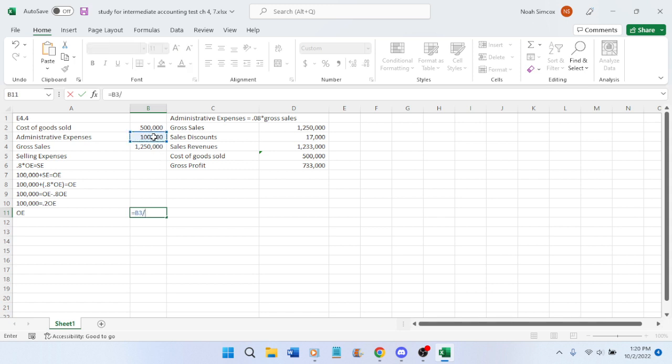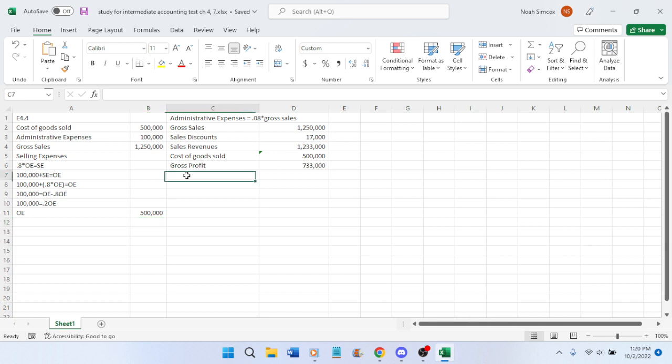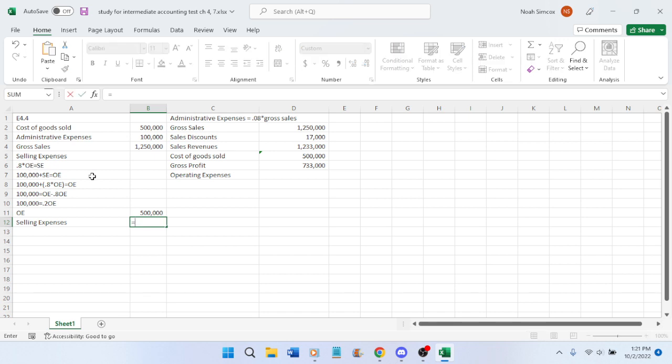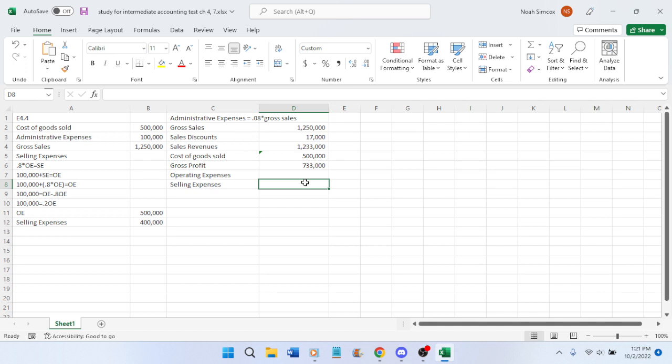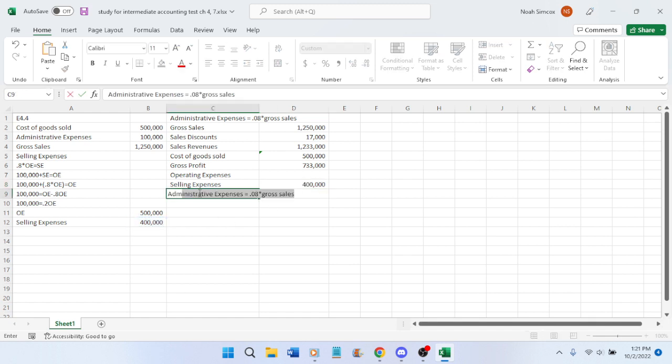This divided by 0.2. So now we know that operating expenses are this, and now selling expenses are what? Selling expenses are equal to 0.8 because they're 4/5 of operating expense. So selling expenses are this, and then administrative expenses.